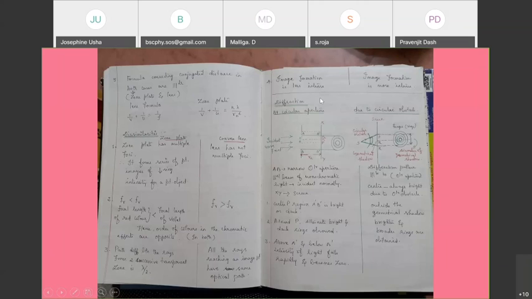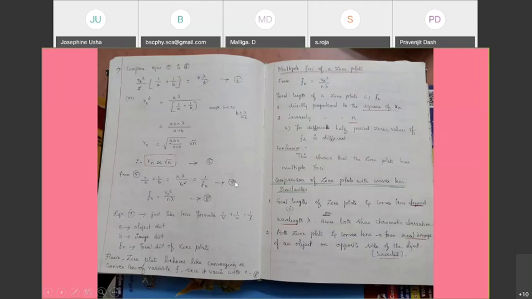And then the last one: image formation is less intense in the zone plate, but in the convex lens image formation is more intense. In the zone plate, due to diffraction, compared to the convex lens we are getting only a less intense pattern, whereas here we get a more intense pattern. So these are the differences between zone plate and convex lens. So this is one important topic.